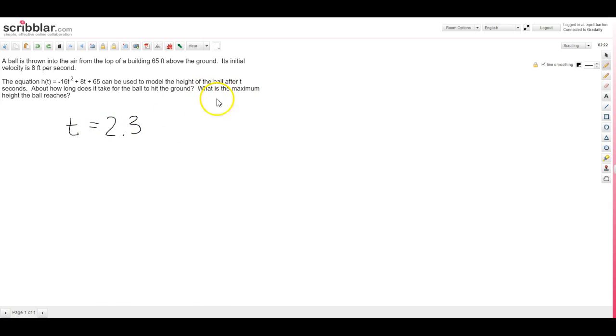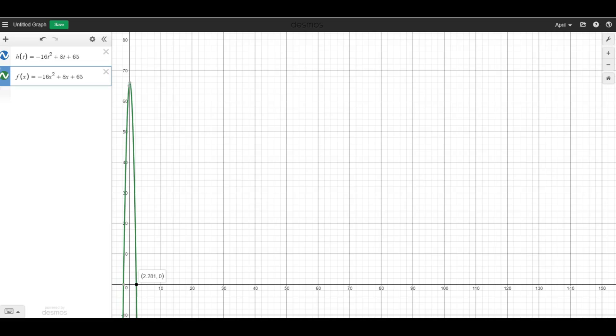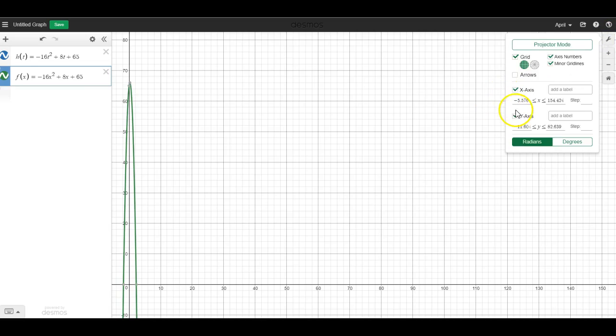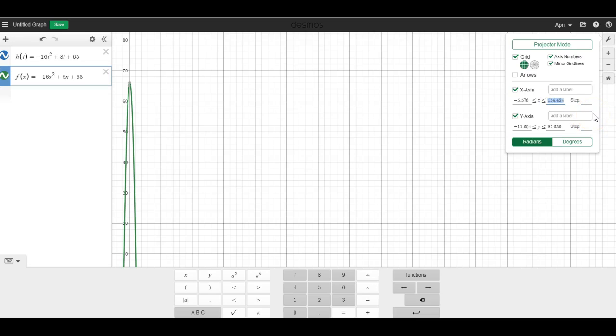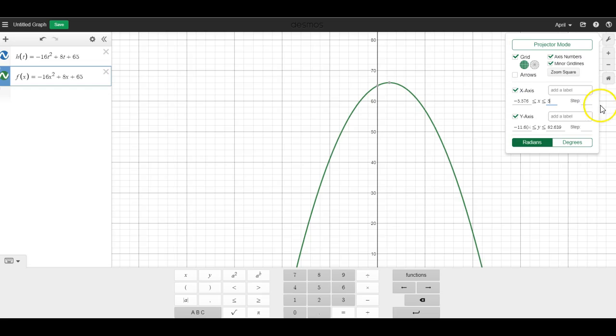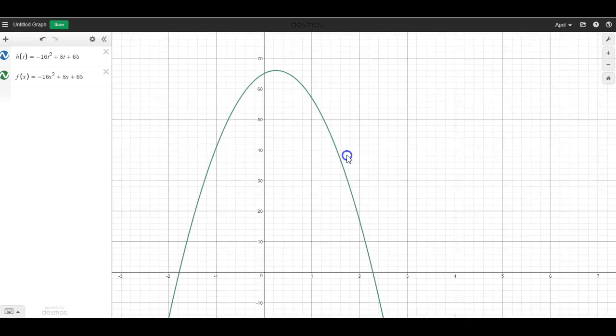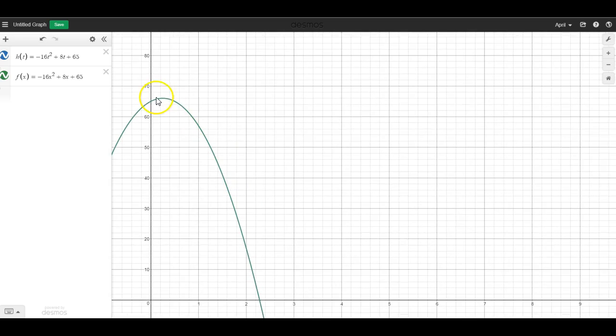It also asks, what is the maximum height the ball reaches? That's going to be the top value of the graph. Now these are pretty close. If you want to change your graph again and make it even a little bit better, we're okay with how tall it is, but we wish it wasn't so skinny. You can go to this wrench icon to the graph settings, and on the x-axis, instead of it being so big and going to 154, I'm going to change it myself to 5, and now we can see the whole graph, and it looks a little better.